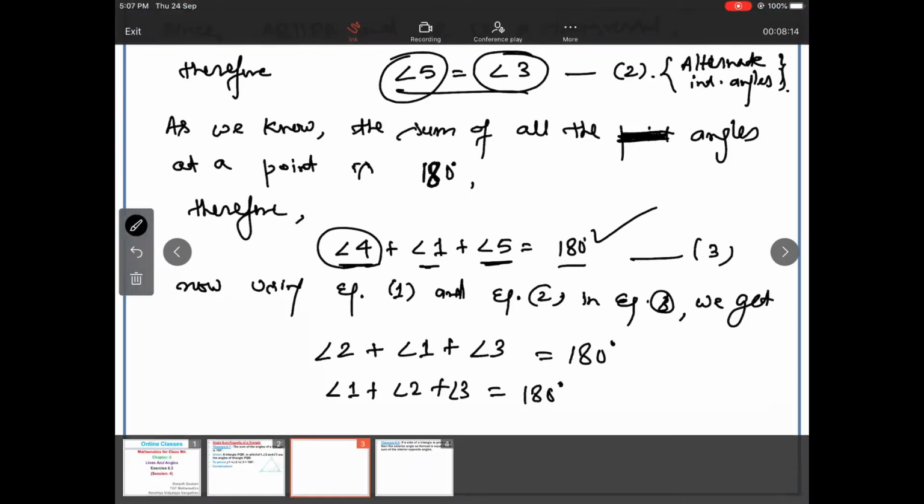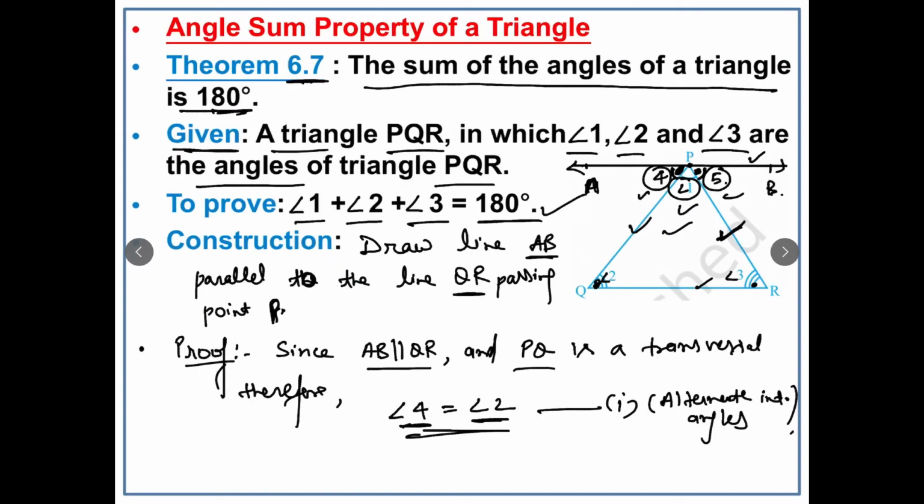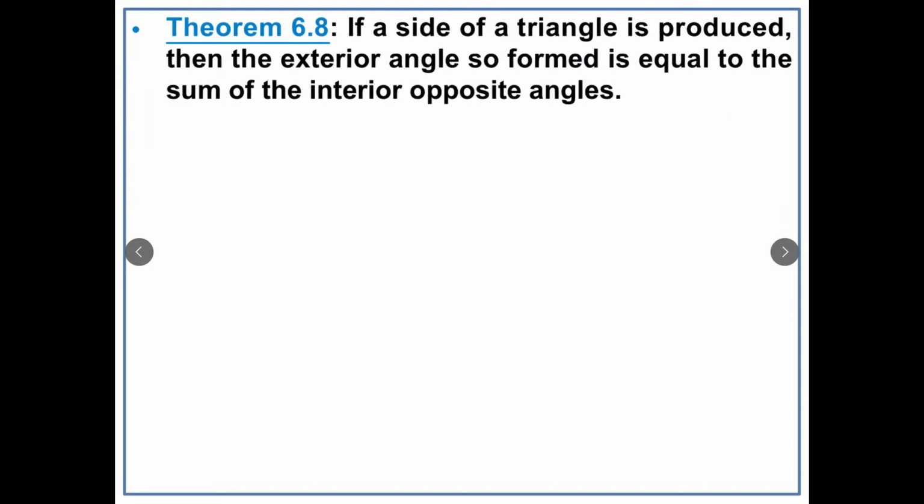to 180 degree, and this is what we are asked to prove here, that angle 1 plus angle 2 plus angle 3 is equal to 180 degree. Okay, this is what we were asked to prove here. So that's the proof of theorem 6.7. Now moving ahead to the next theorem, we have theorem 6.8.